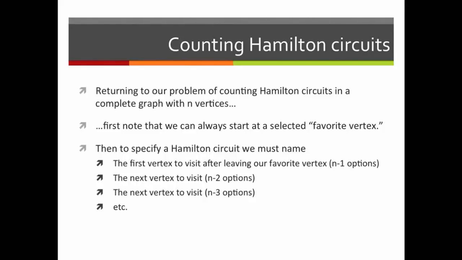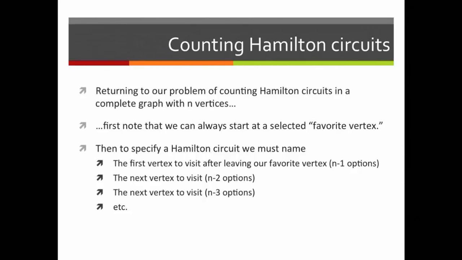Now, returning to our problem of counting Hamilton circuits in a complete graph with n vertices, how do we do that? Well, first note that just as President Gee has done, we can always start at a selected favorite vertex. That's not really a choice we have to make. We just say always we have a favorite vertex, and we're going to start there. So to specify a Hamilton circuit, you have to say what is the first vertex to visit after leaving your favorite vertex. And it can't be the favorite vertex itself.